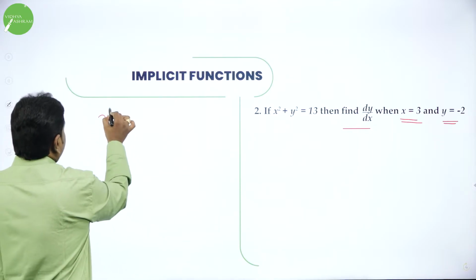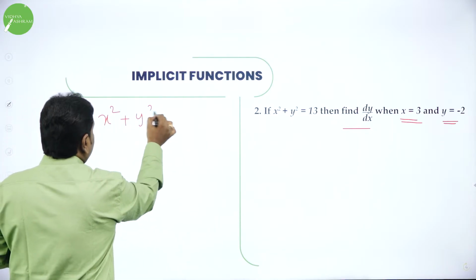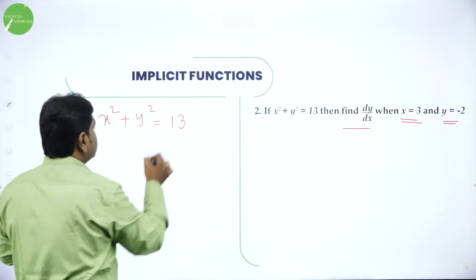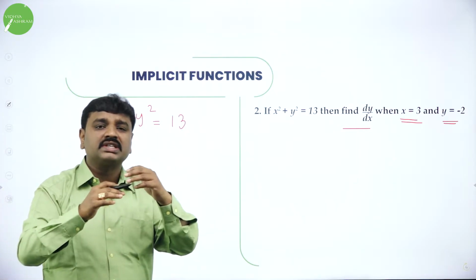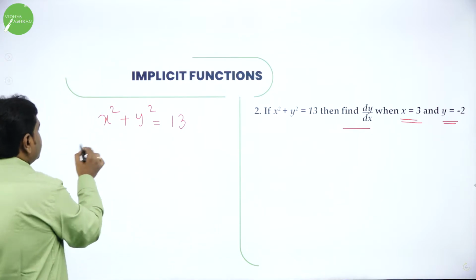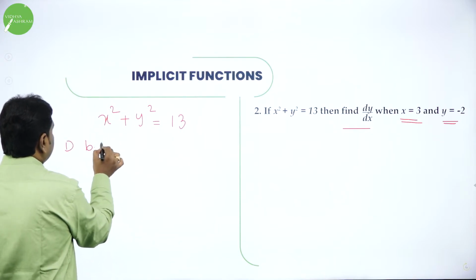So they gave x square plus y square is equal to 13. Can I say this is an implicit function? This is an implicit function. Why? Because y is not separated. So now I will differentiate both sides with respect to x.